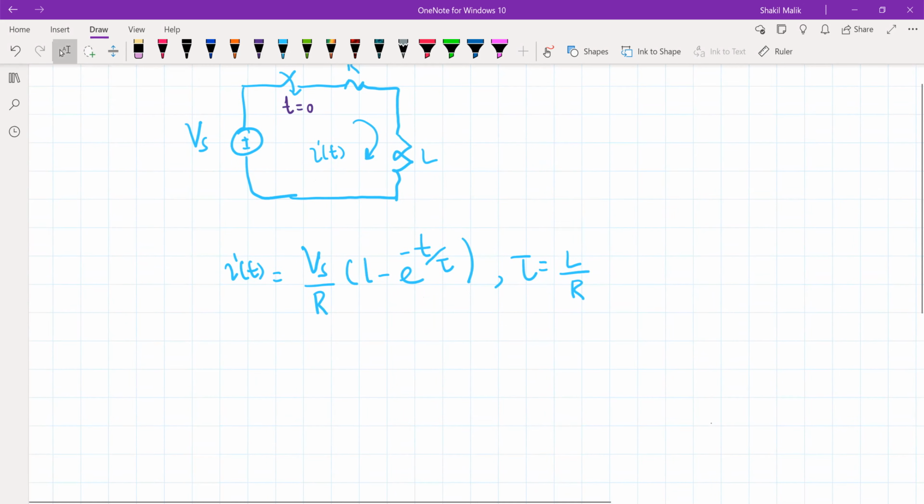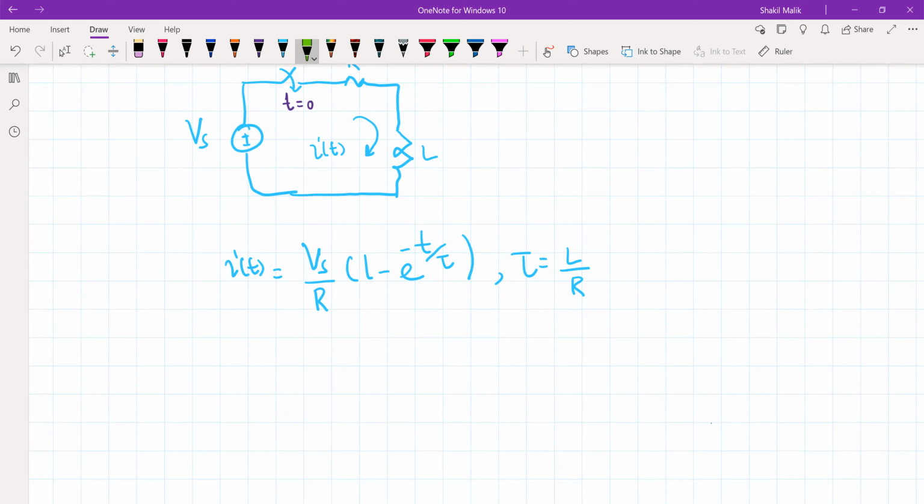Now, let's assume that the inductor is charged to some current value. At any instant of time t, the inductor current has risen to this value, meaning the inductor now stores this much current. Based on this storage of current, how much energy will be stored in the inductor?